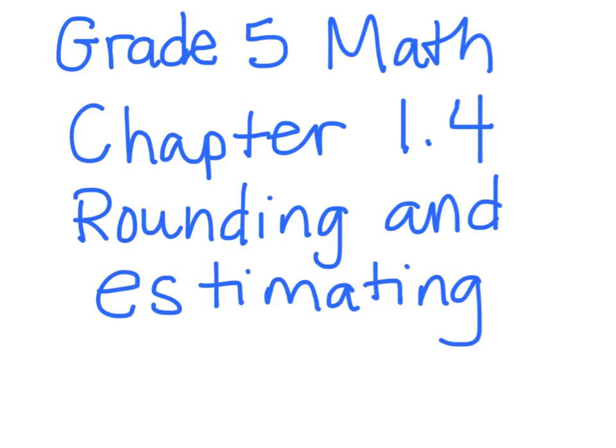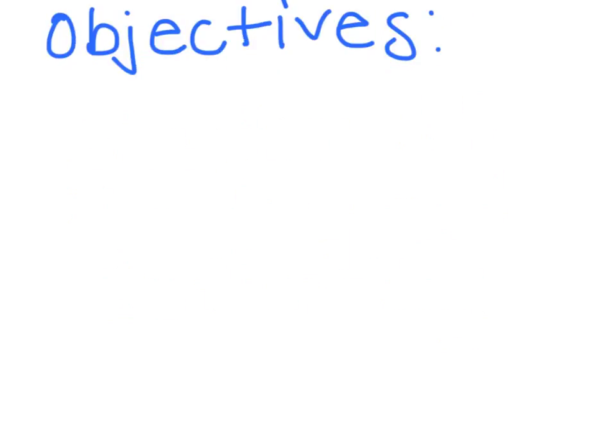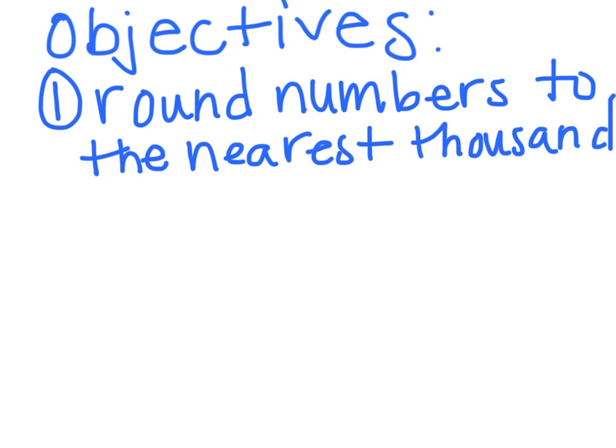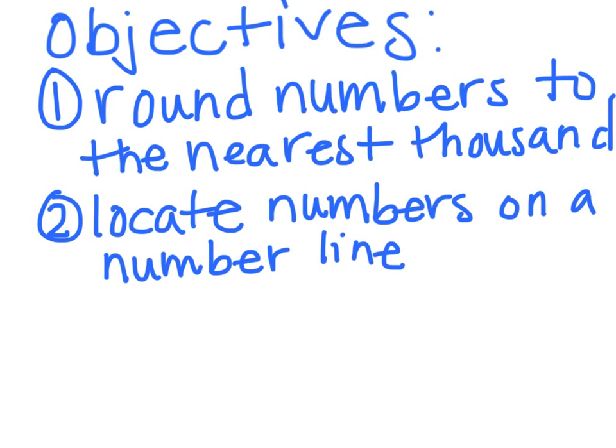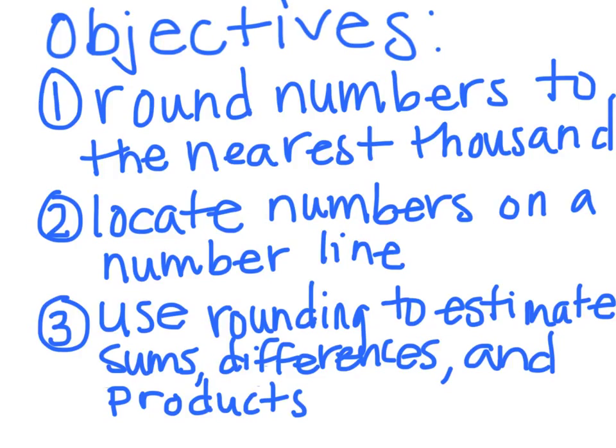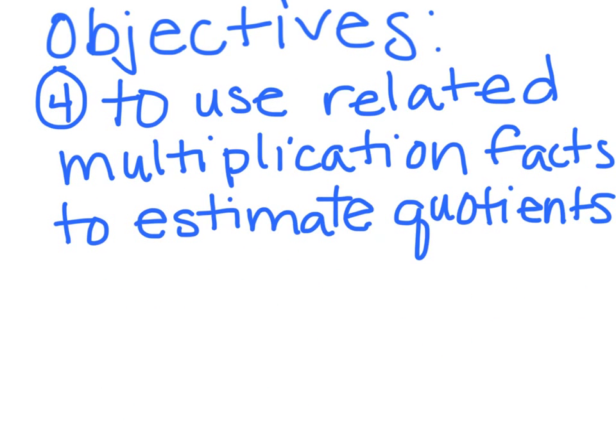This is Grade 5 Math, Chapter 1.4, Rounding and Estimating. The objectives in this lesson are to round numbers to the nearest thousand, to locate numbers on a number line, to use rounding to estimate sums, differences, and products, and finally, to use related multiplication facts to estimate quotients. Let's begin.